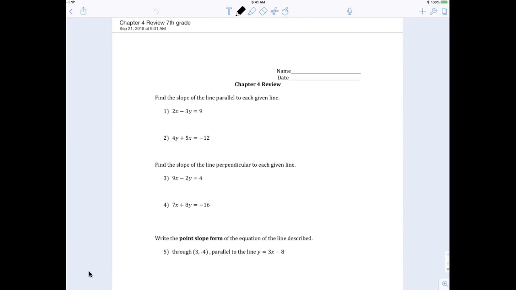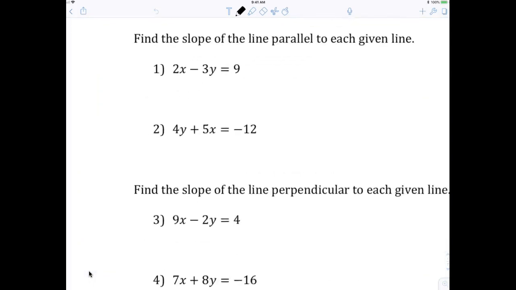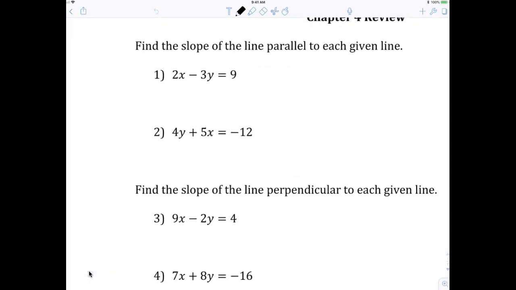All right. Number 1. Now all we're doing in number 1 is we're just simply finding the slope of the line parallel. And if the line is parallel, the slopes are what? Are the same. They're equal, right?